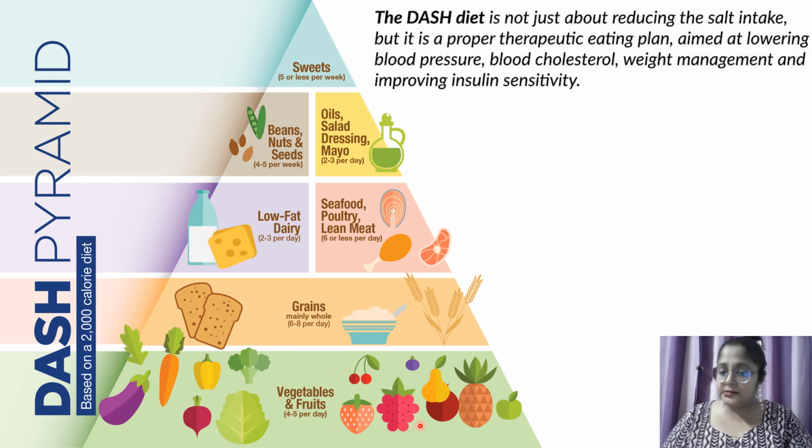4 to 5 servings, then grains, then seafood, poultry, lean meat. Low fat dairy, 2 to 3 servings. Oil, salads, dressings, mayo, 2 to 3 servings. This is not actually oil, that means healthy fats, of course, according to the Indian diet, whatever is suggested you should take. And nuts, beans, and seeds are good so that you can get the essential fatty acids, whatever is required.